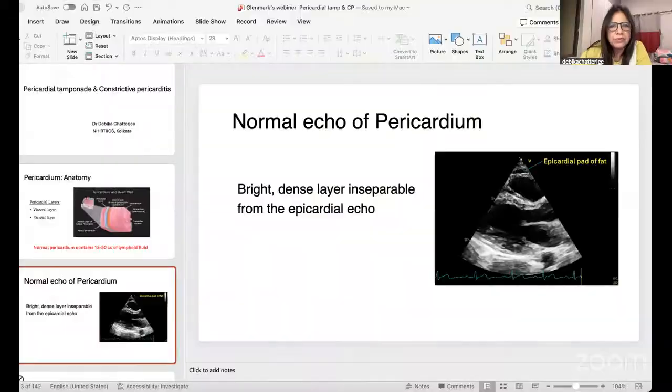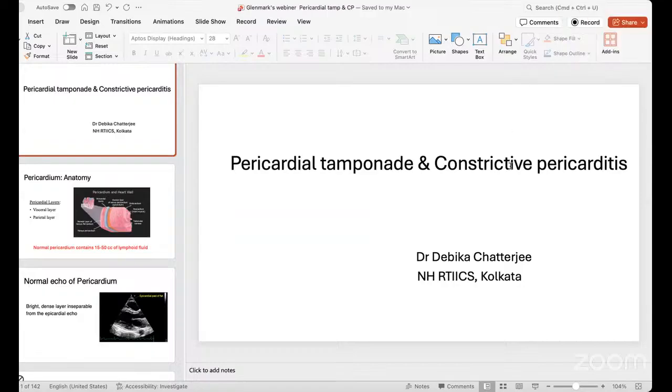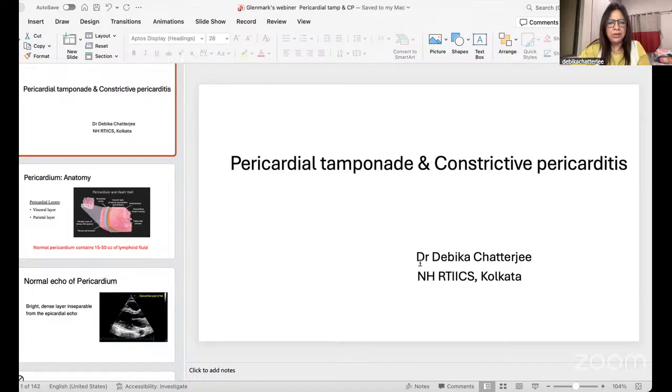Thank you, Dr. Nitin. I am sharing my screen. Yeah, this one. Can you see my screen? Yes, we can see it. Yeah. So, good evening, everybody. I'm going to speak on pericardial tamponade, and that will be followed by constrictive pericarditis.